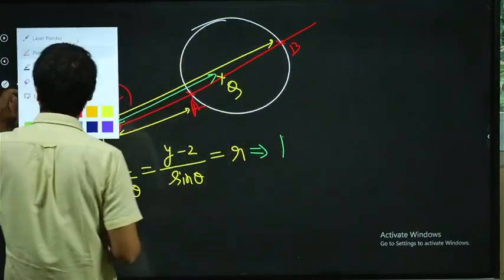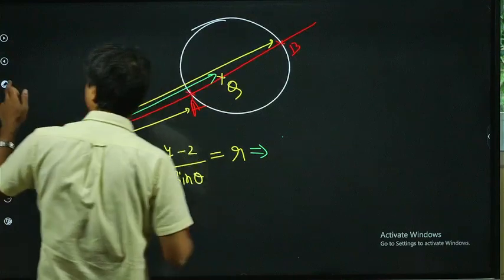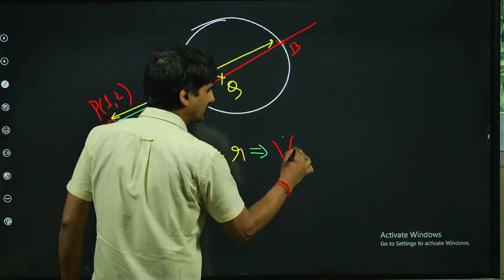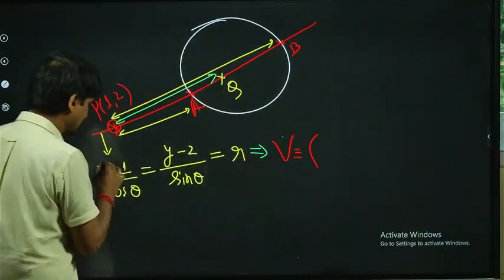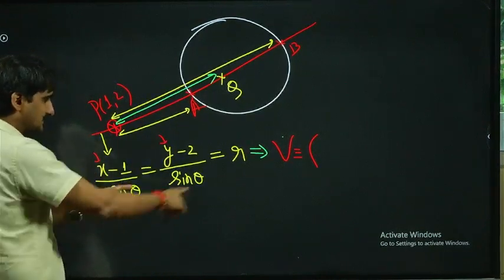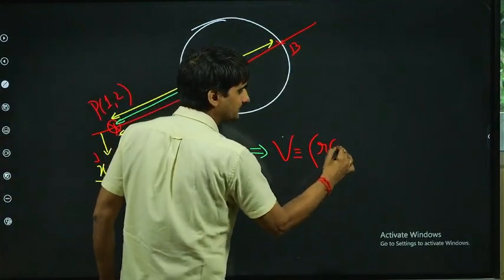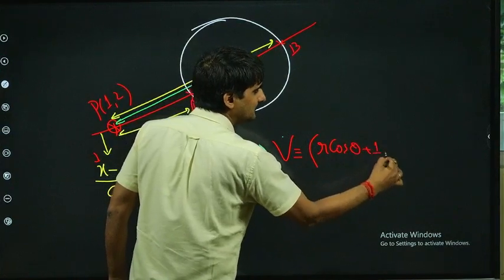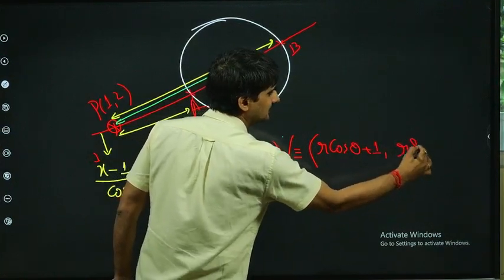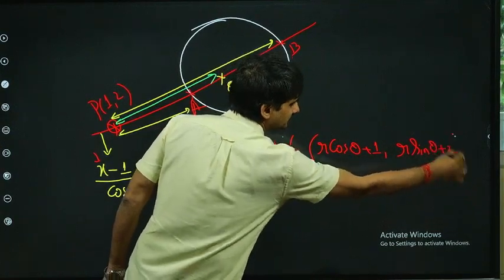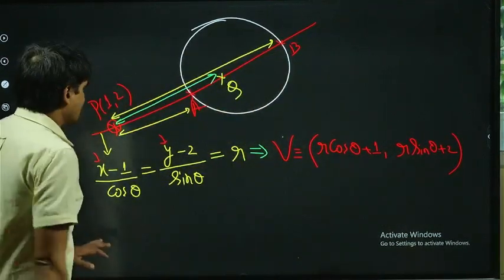So therefore I will write a variable point. I can't use P here, so I'll use some other point. Let the variable point V be, that means I'm going to get x and y. So x is r cos theta plus 1, y is r sin theta plus 2, isn't it?